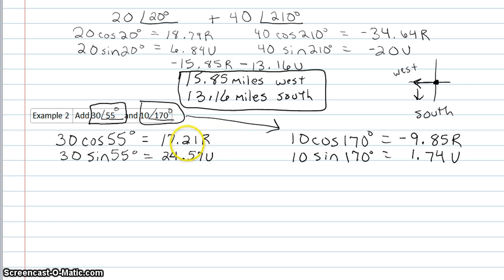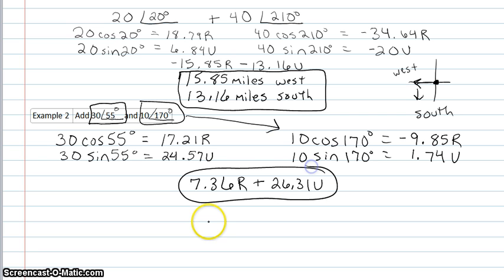Okay, then we just add our like terms together. So I combine the 17.21R with the negative 9.85R, and that gives me 7.36R. Okay, and then for the sine portion, I'll combine my U's together, so it'll be plus 26.31U. Okay, then depending on what format they ask for, you could just leave it in rectangular coordinates, or you might have to change that back to polar coordinates. It just depends on if they specify that or not.